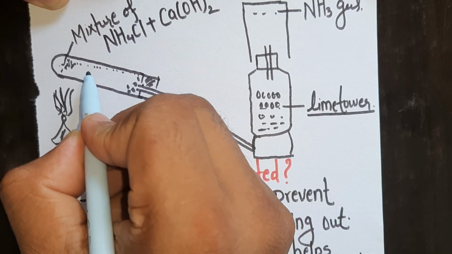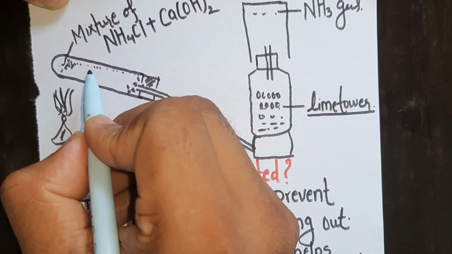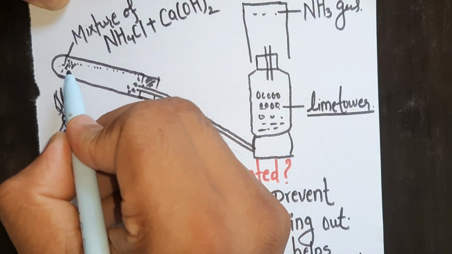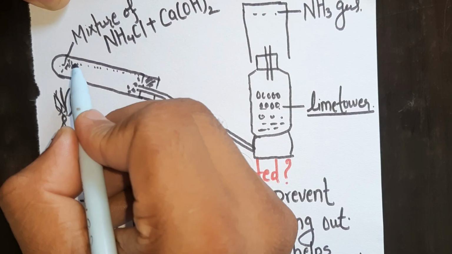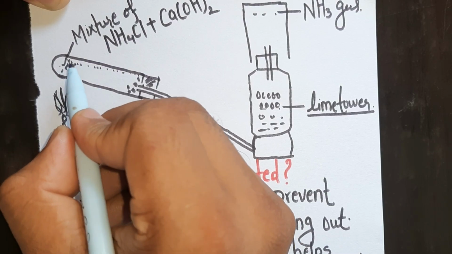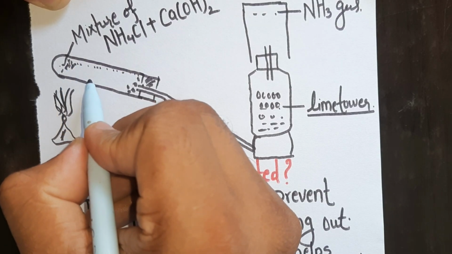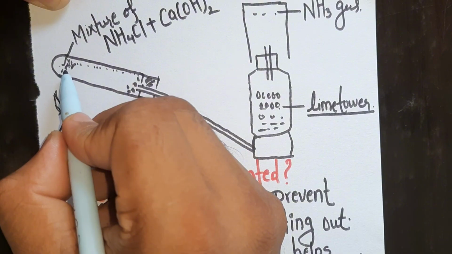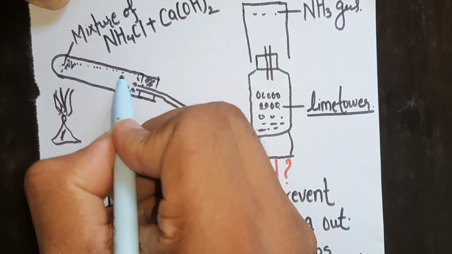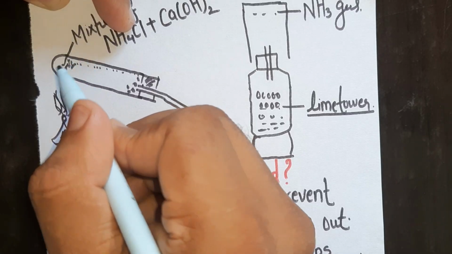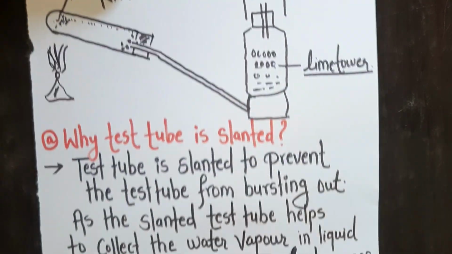It means it reduces the what? Vapor pressure inside the test tube. Inside the test tube, the vapor pressure is reduced. As a result, the test tube is prevented from bursting out. Otherwise, if it is not slanted, then there will be lots of water vapor inside the test tube, as a result of which the test tube will be what? Burst out.